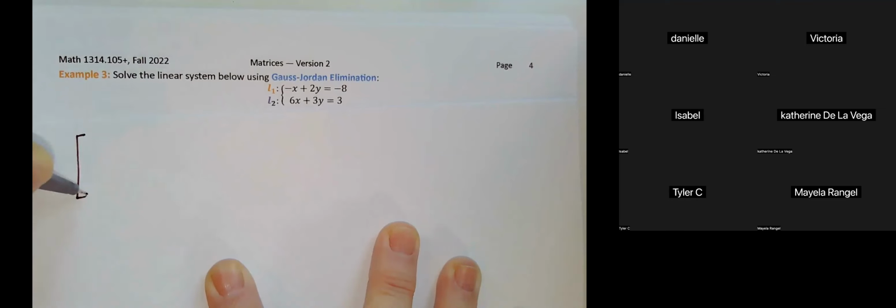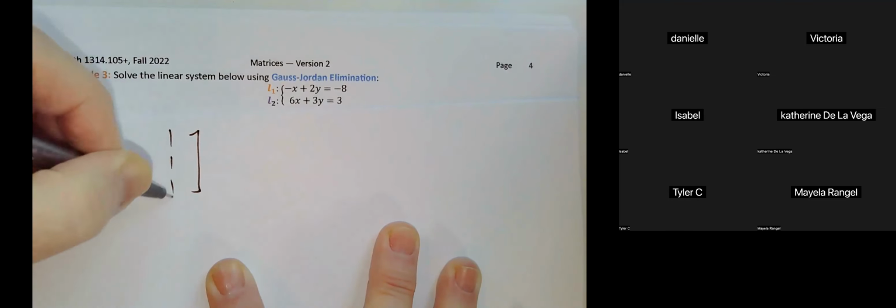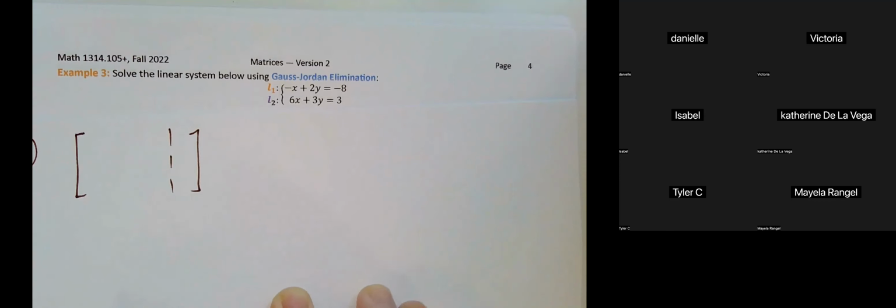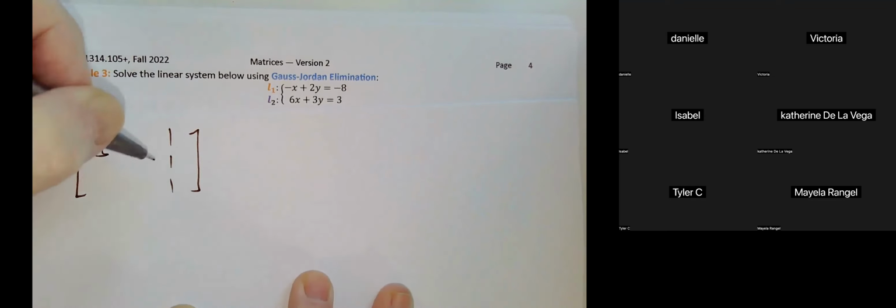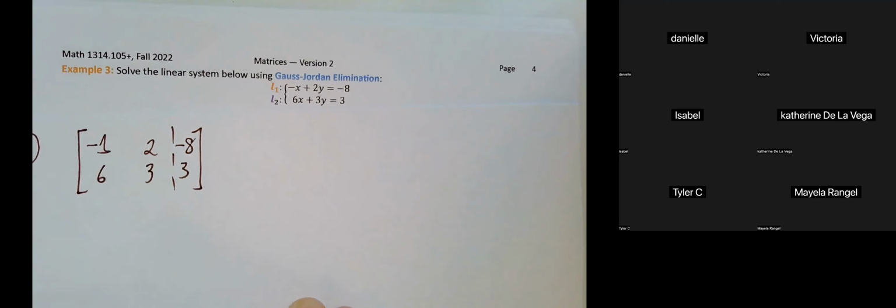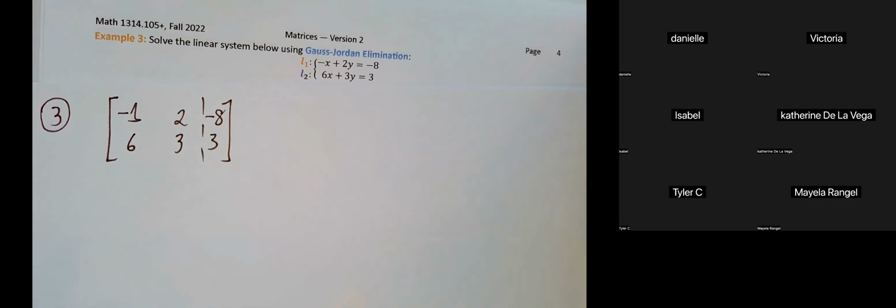So what is our initial matrix for example 3 if our system is -x plus 2y equals -8 and 6x plus 3y is 3? -1, 2, -8. Excellent. 6, 3, and 3. Awesome.